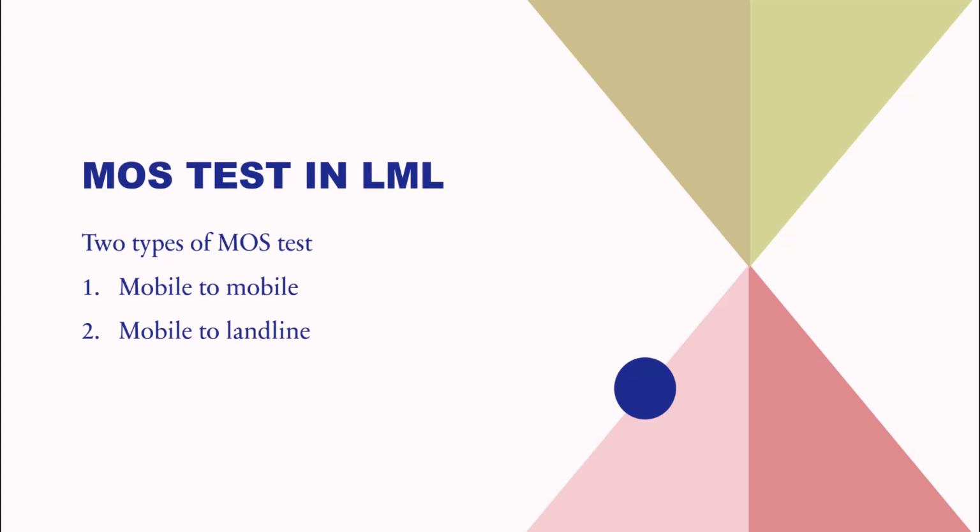In this video, I'm going to demonstrate the complete process of how to set up a MOS test call in LinkMaster logging. Before we start, there are two different types of MOS tests: mobile-to-mobile test and mobile-to-landline test. LML supports both types. I'm going to set up a mobile-to-mobile test, but I'll highlight what the process is for a mobile-to-landline test, and you'll see that it is very similar.